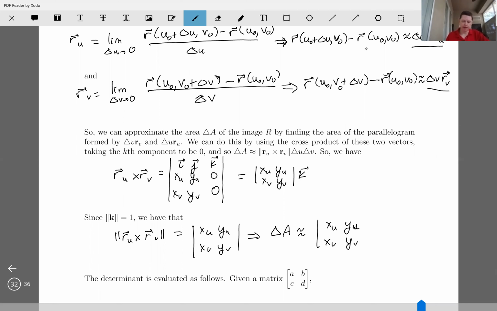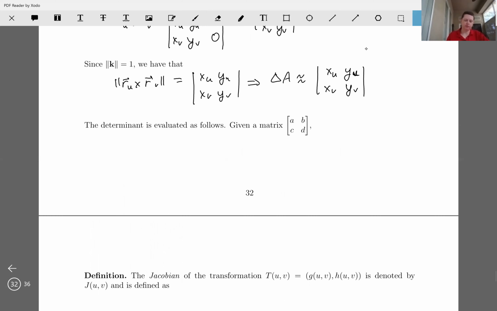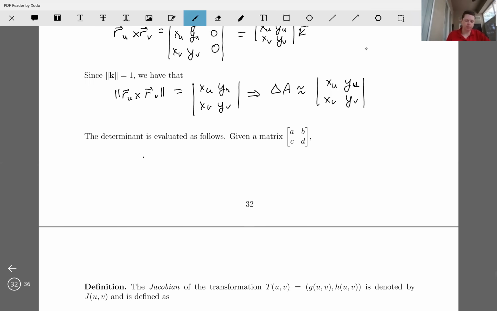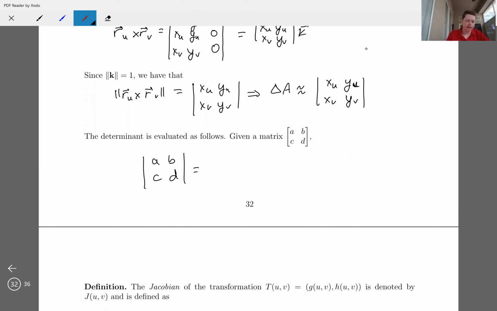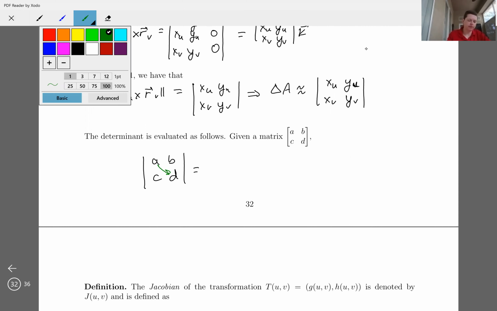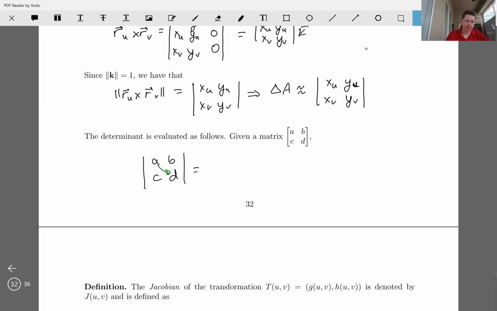We talked about how to evaluate these determinants, but just a quick reminder: for the determinant of a 2x2 matrix, we multiply down and that gets added, so it's positive. We multiply up and we subtract. So that gives us AD minus BC.